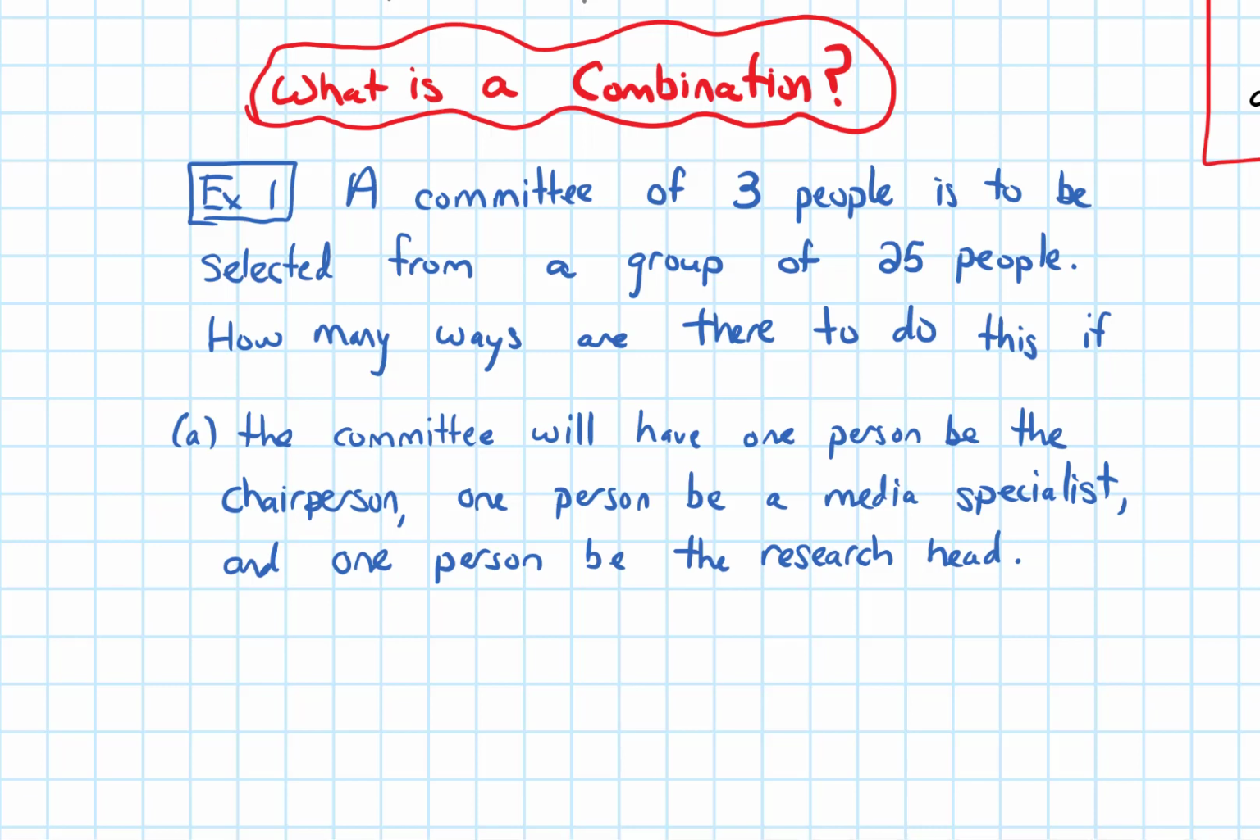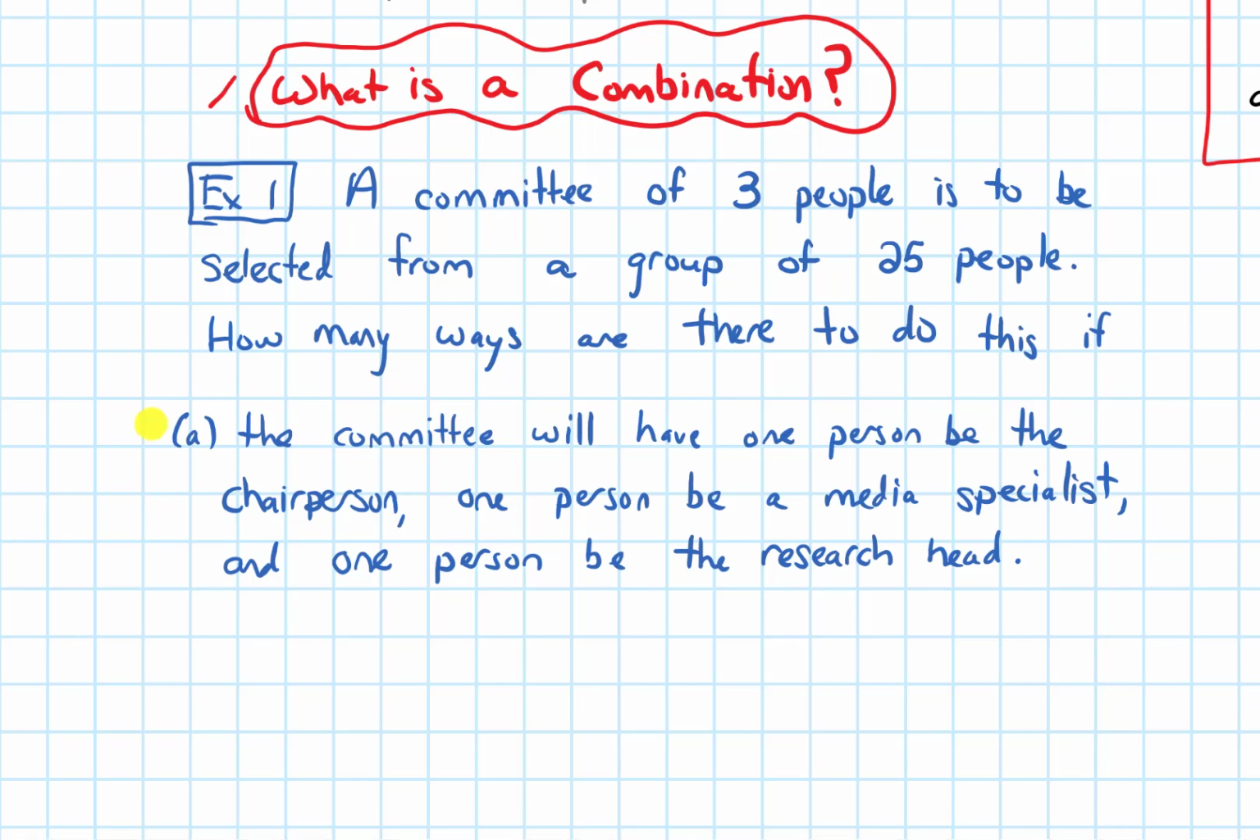In this video, we will talk about what a combination is. So I want to begin with an example, which says that a committee of 3 people is to be selected from a group of 25 people. How many ways are there to do this if, in part A, the committee will have one person be the chairperson, one person be a media specialist, and one person be the research head?